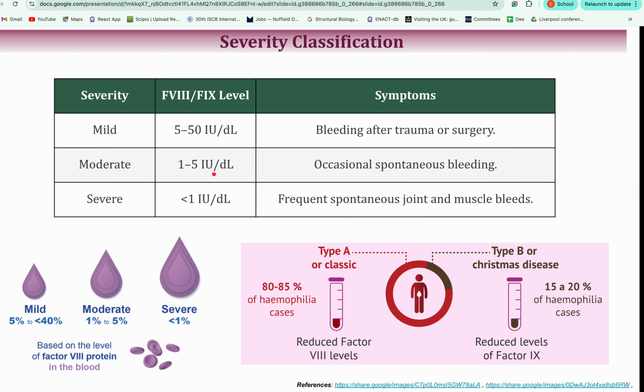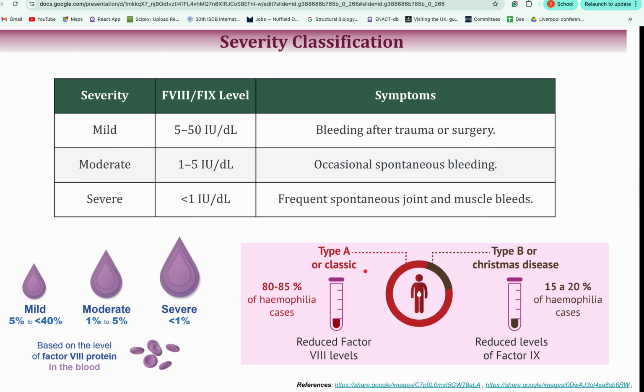Moderate means 1 to 5 international units per dL. The symptoms are occasional spontaneous bleeding. Severe is when there is less than 1 international unit per dL of these factors, causing frequent spontaneous joint and muscle bleeds. So if the concentrations of factor 8 and factor 9 are very low, then that case is a severe hemophilic condition. Based on the levels of factor 8 protein in the blood, the severity can vary.